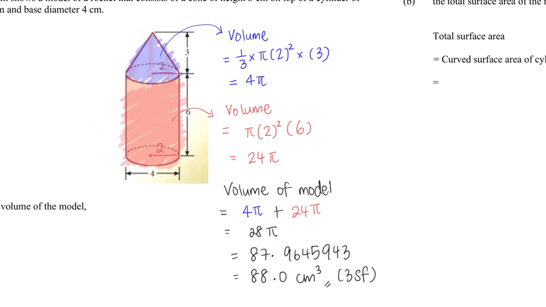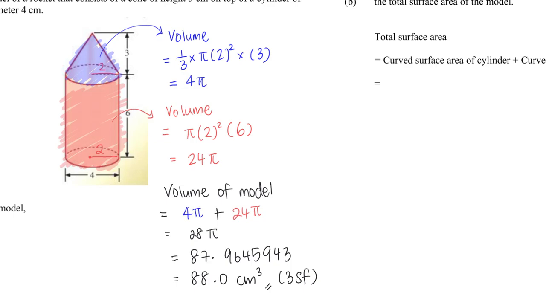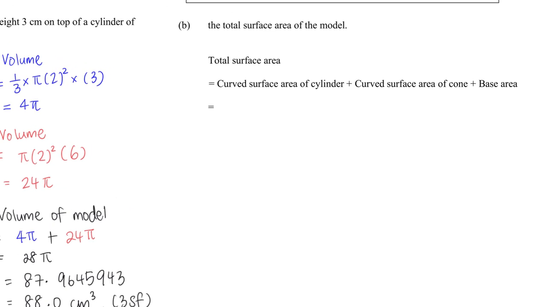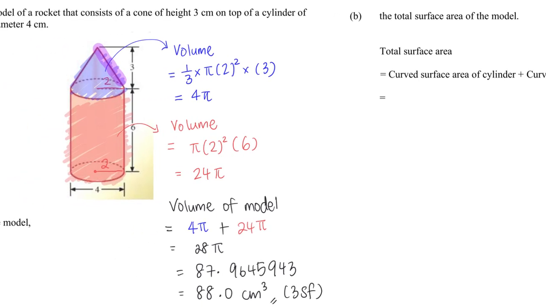Curved surface area though would require us to find the slanted height of this particular cone. So that will be actually the step 1. If I don't know the slanted height, I will not be able to get the answer. Yeah, so that will be something for us to take note.